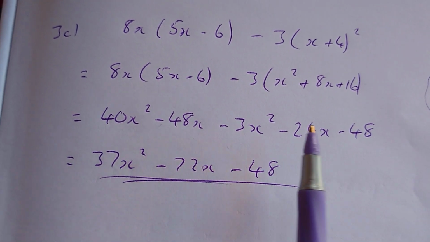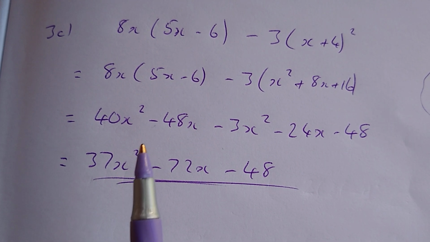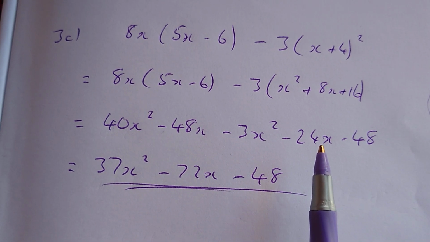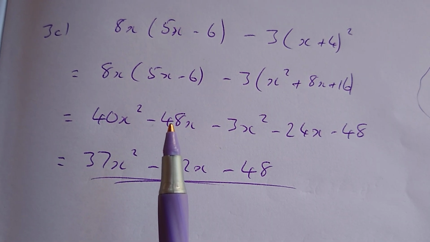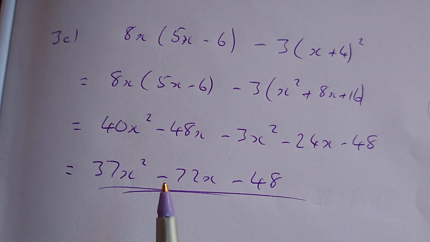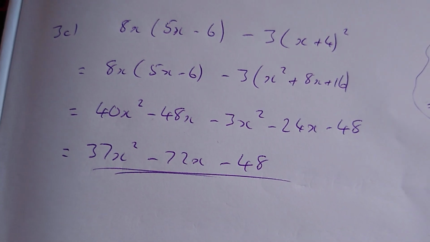Then after that, we just need to tidy up. So 40x squared minus 3x squared. x terms, minus 48x minus 24x. So I'm taking away 48, then taking away a further 24, in total I am taking away 72. So minus 72x minus 48.